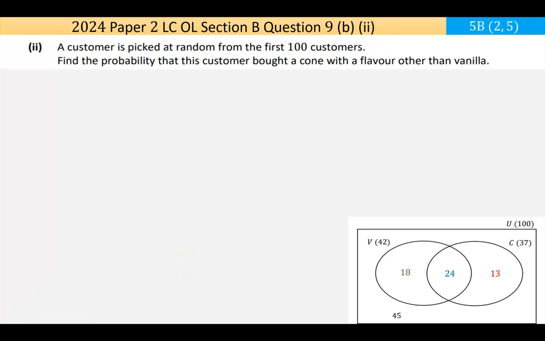I had to pause the video there, a bit of an existential crisis, I didn't quite get it in my first reading of it, but we'll read through it again for myself as much as anything else. A customer is picked at random from the first 100 customers. Find the probability that this customer bought a cone with a flavor other than vanilla. Okay. Now, that's this 13 people.